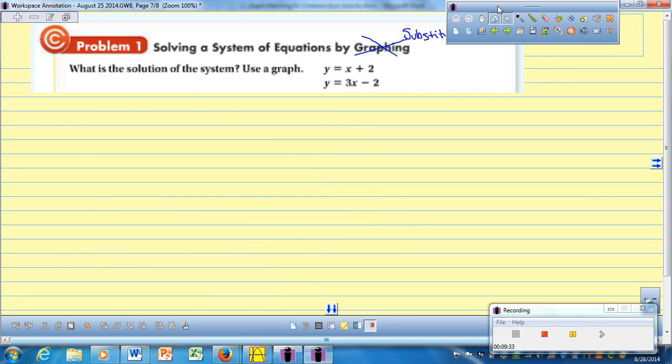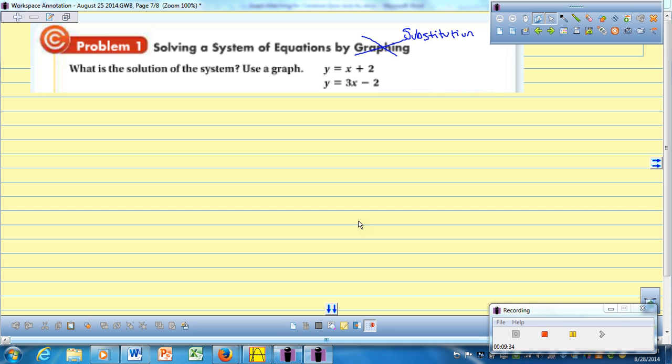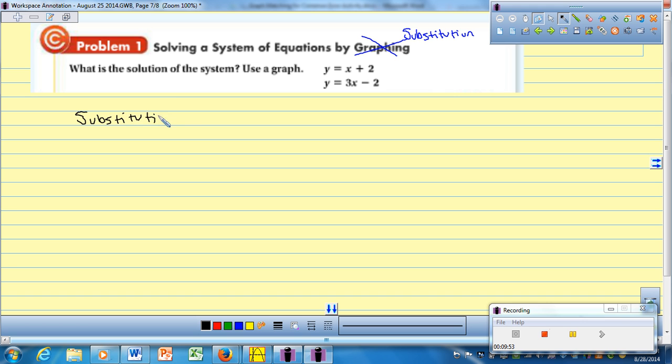So now, we solved this problem before by graphing. And what I want to do now is solve it by substitution. So you remember that pre-assessment I said, do you remember how to solve a system using substitution? So let's write down what substitution means. Add this to your notes, please. We substitute, or plug in, from one equation to the other.